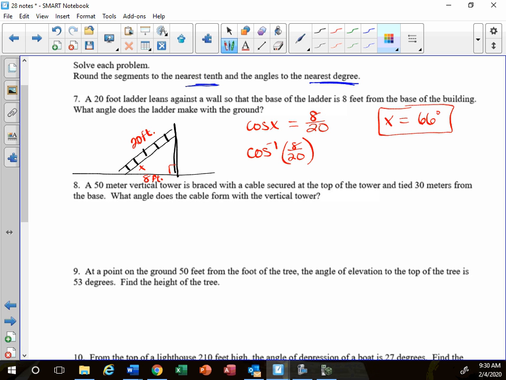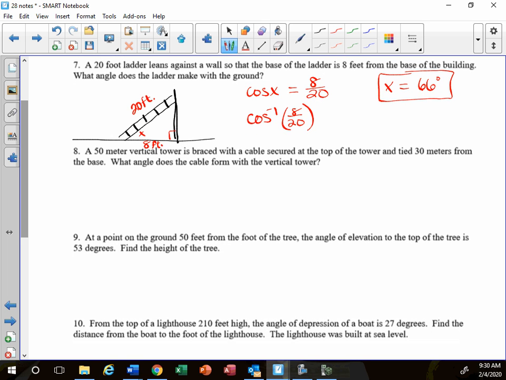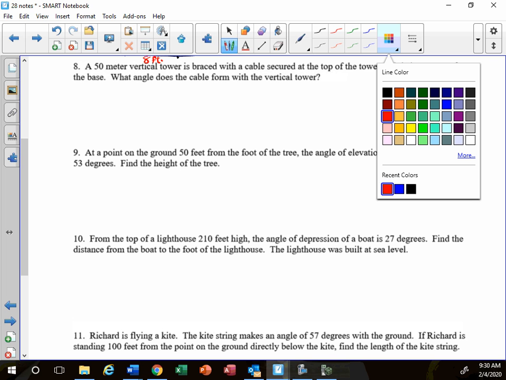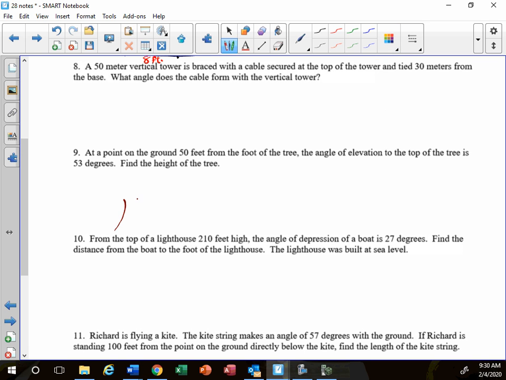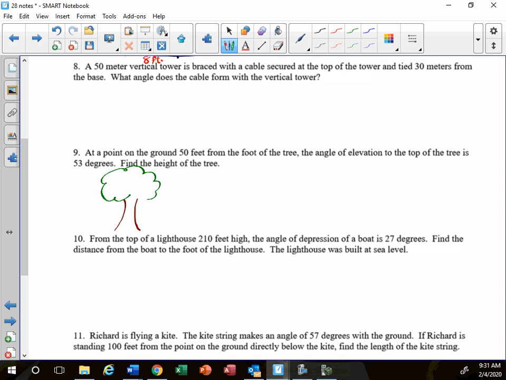Okay. Not exactly the hardest word problem ever, right? We're okay? Okay. We're going to jump around just a little bit here. Let's go to number 9. So we have a point on the ground 50 feet from the foot of a tree, and we're talking about an angle of elevation here. So we need a tree of some sort. Feel free to embellish your tree however you would like.